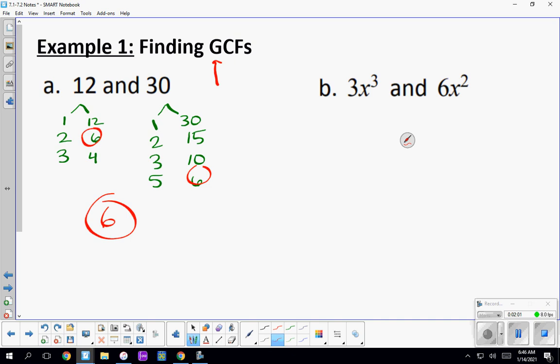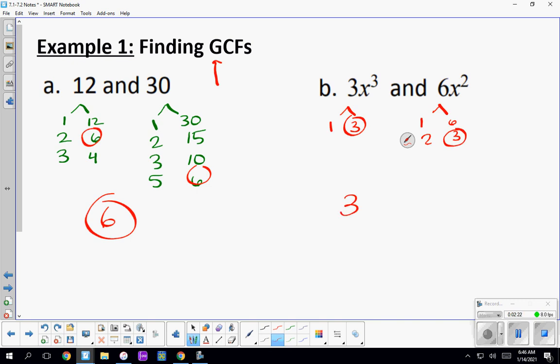Okay. Sometimes our GCF is a variable. So again, we're just looking for what they have in common. So here we're going to look at 3. So we have just 1 and 3. And here we have 1 times 6, 2 times 3. Again, that 3 is the largest number on both lists. So 3 is my GCF.